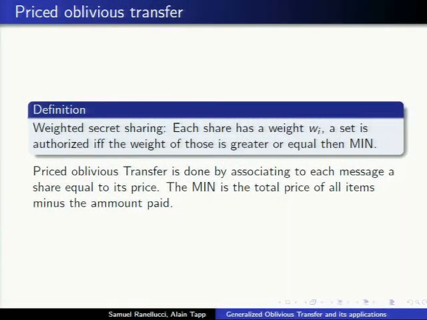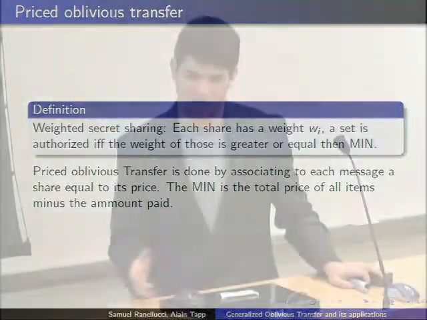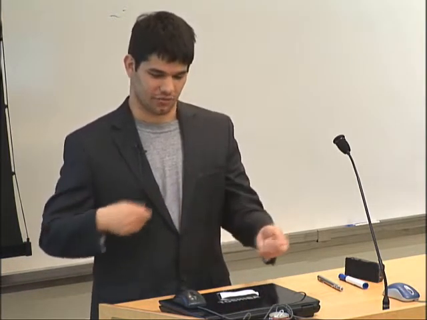So something that's probably easier than what I've shown you is priced oblivious transfer. Imagine you want to buy a movie, but you don't want to tell them which movie you want to buy. Or you want to buy many movies, and each movie has a certain cost. You pay a certain amount, like $30, and you say, OK, I'm going to buy $30 worth of movies. Then we interact so that you buy those movies, but I don't know which movies you bought, and I'm assured that you're not going to buy more than $30 worth of movies.